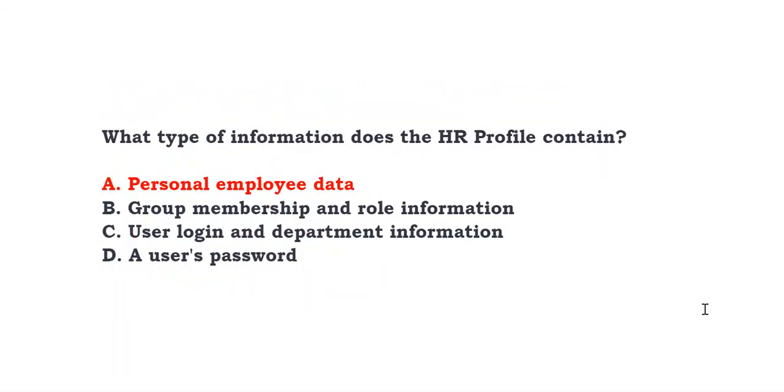Next one. What type of information does the HR profile contain? Option A, personal employee data. Option B, group membership and role information. Option C, user login and department information. Option D, a user password. Correct answer is option A, that is personal employee data.